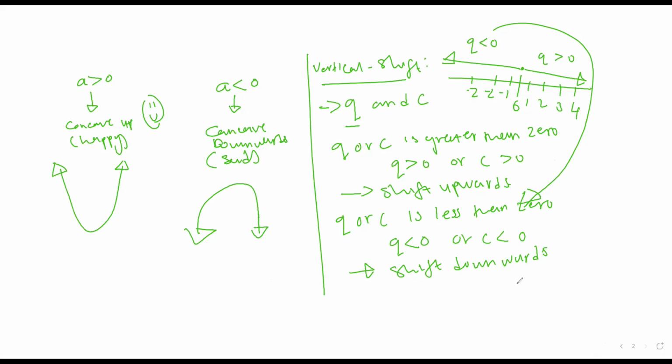Then again, the domain and the range of our parabola. We have something called the domain, and we have another thing called the range. To determine the domain of your parabola, it is always x element of real numbers. That is the domain. It doesn't change. The domain of a parabola, whether it's happy or sad, is always x element of real numbers.